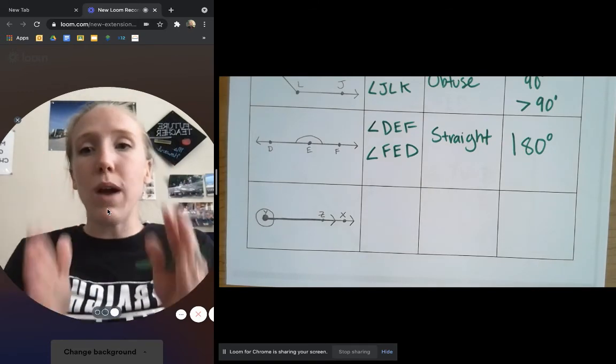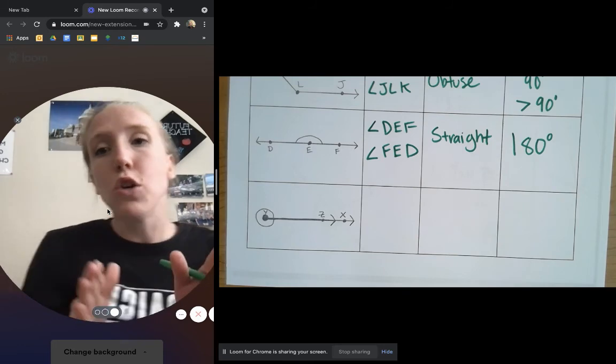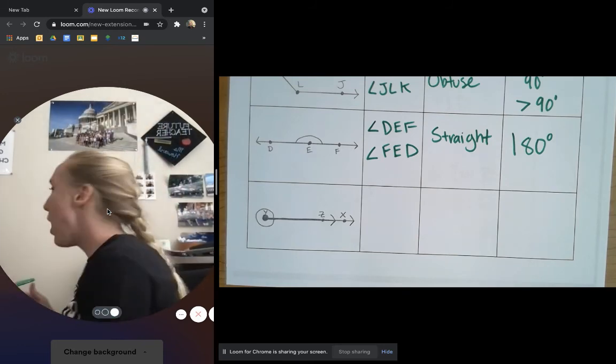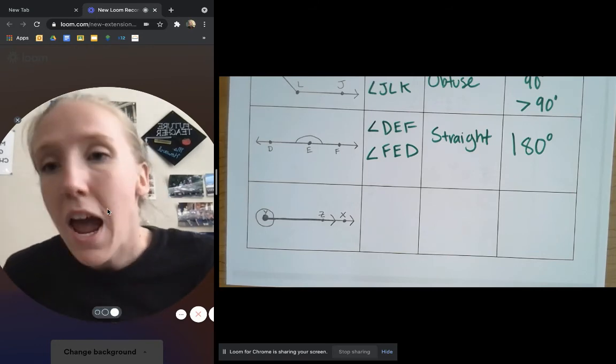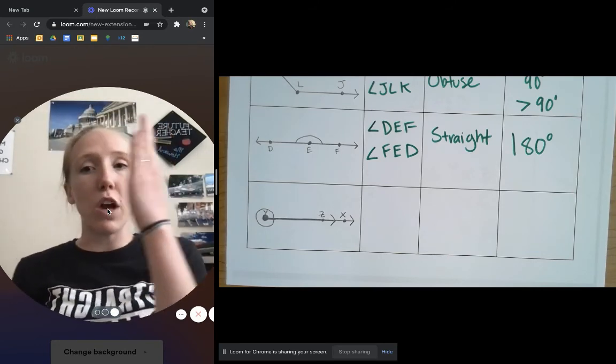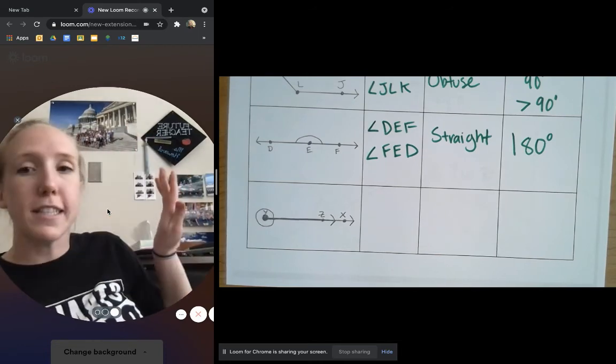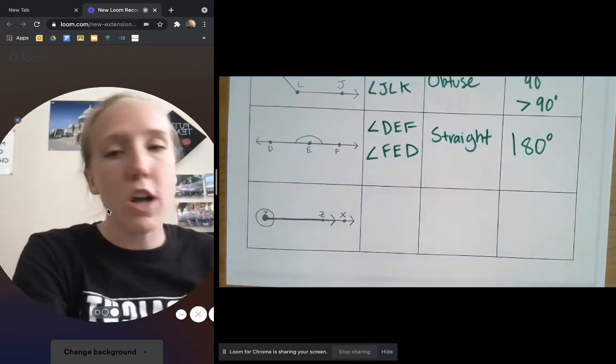You need to know that is 180 degrees. If you turn around 180 degrees, you will be looking the exact opposite direction. So if you're on a skateboard and you do a 180, you start facing this way and you end facing the opposite way. That is 180 degrees.